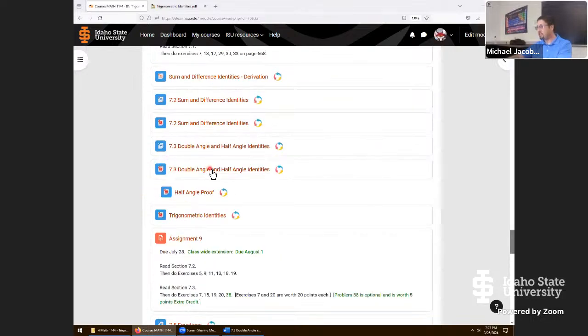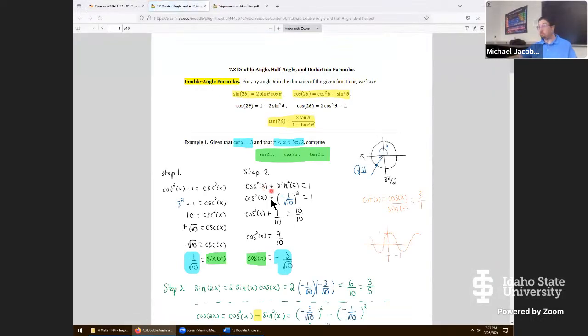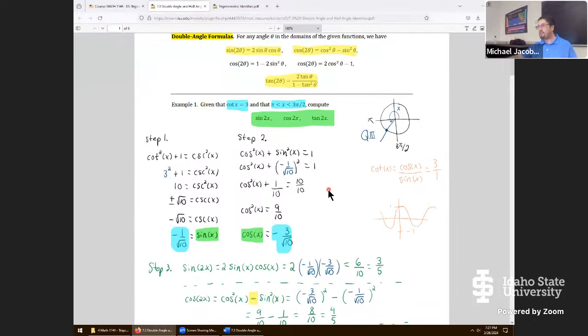And in this section, here's how we actually did this problem. So same exact problem as before. Step 1, I use that Pythagorean identity, cotangent squared x plus 1 equals cosecant squared x, and I got a sine value, -1 over root 10.